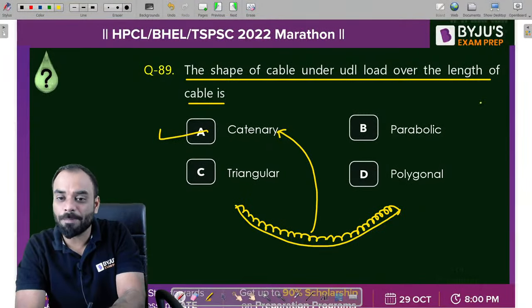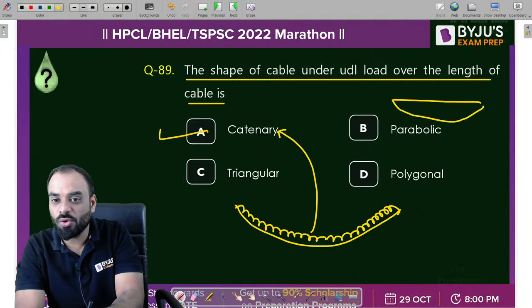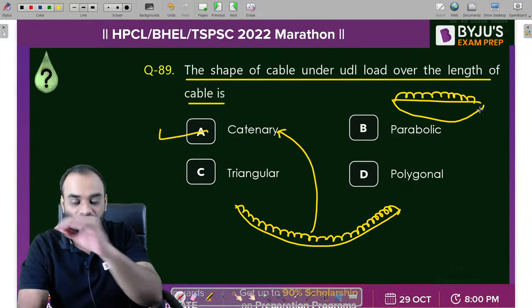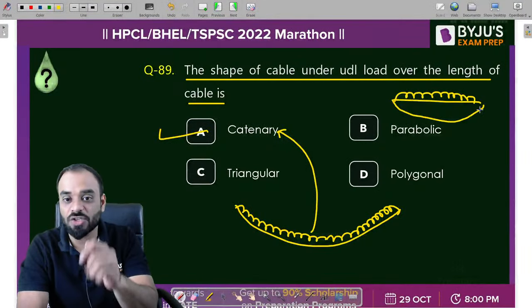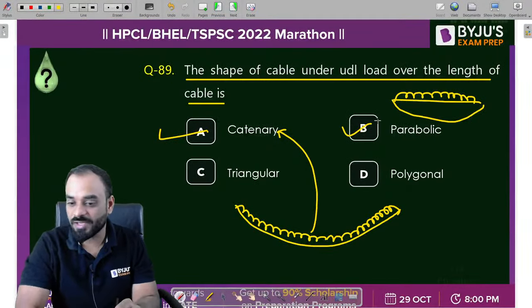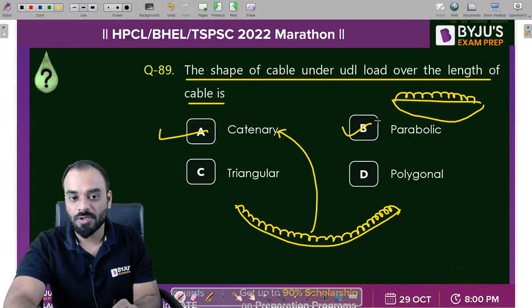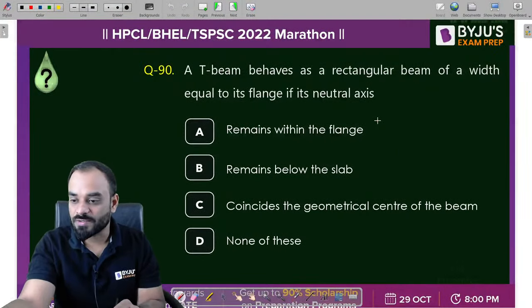But for it to be parabolic, the load, which is basically UDL, must be placed on the horizontal span, which is the horizontal distance between the supports. In that case, it should be parabolic in nature. Clear? Let's move to the next question, guys.